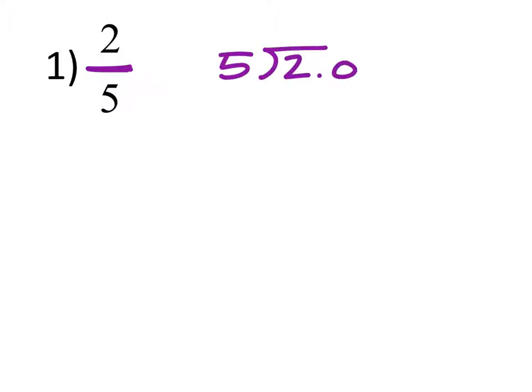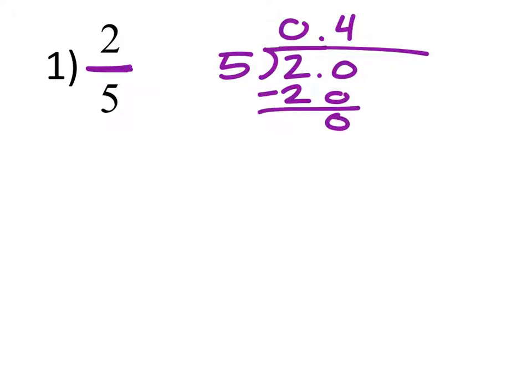So using long division this way, 5 doesn't go into 2, but it will go into 20 4 times. 4 times 5 is 20. I got 0 remaining out of that, and that is my decimal value.